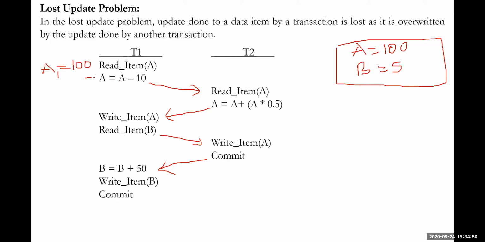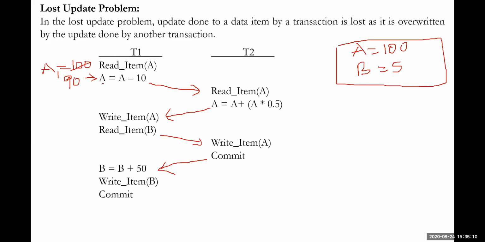And because of this statement, yes, it has been modified. This modification will be done, so 90, and it has not been written onto the local buffer of transaction T1. It will be there with A only. So in the local buffer, it has not been written.